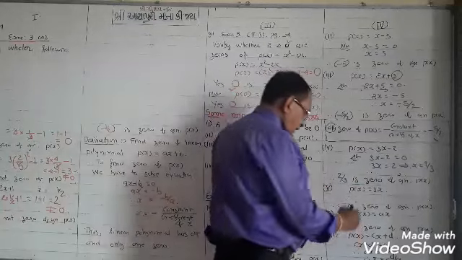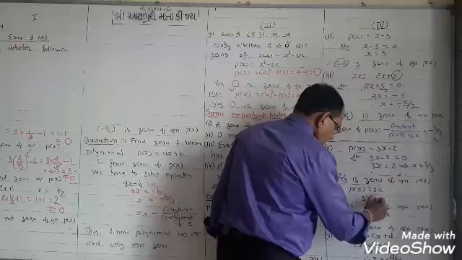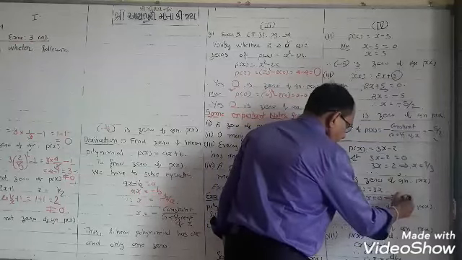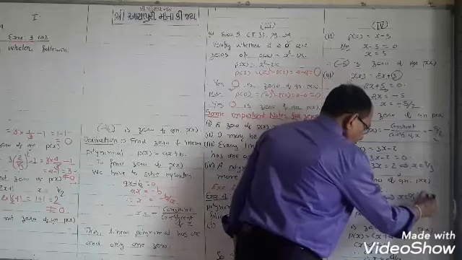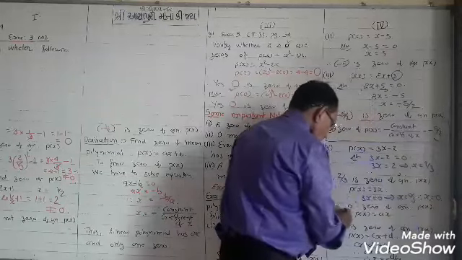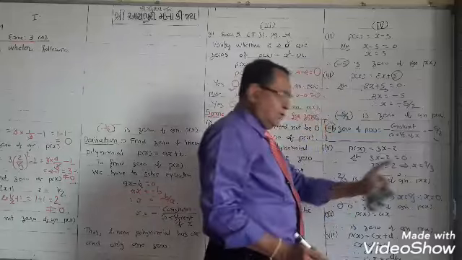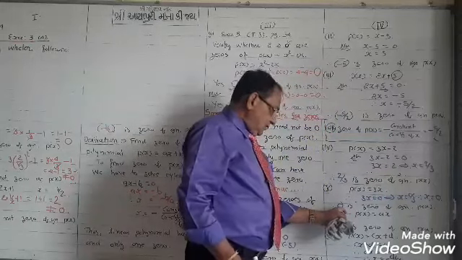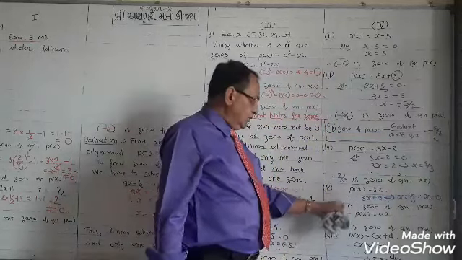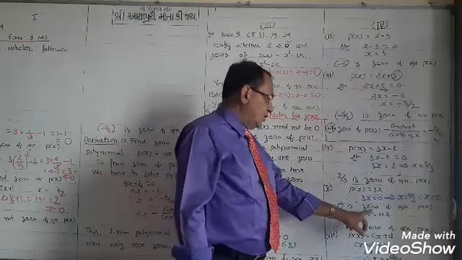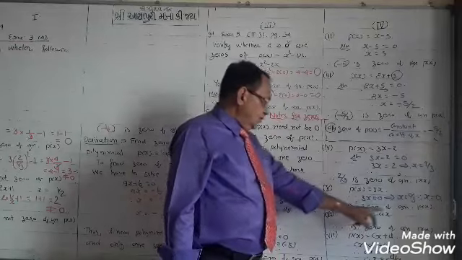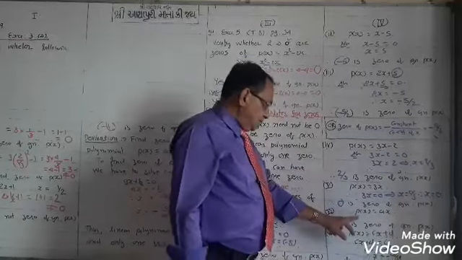p(x) is equal to 3x. Therefore 3x is equal to 0. That implies x is equal to 0 upon 3. Therefore x is equal to 0. 0 is the zero of the given p(x). That is the numerical value. Zeros means roots or solutions of a given p(x).